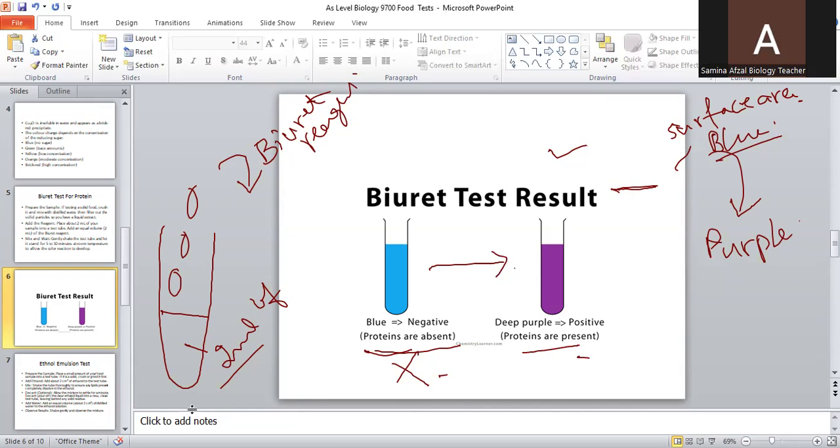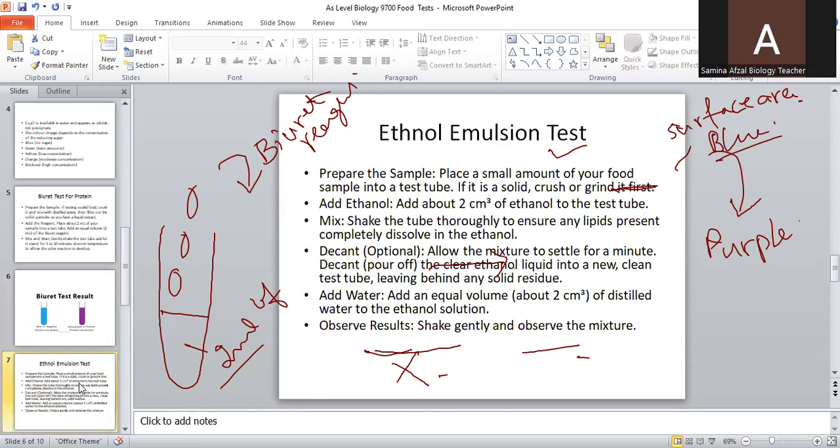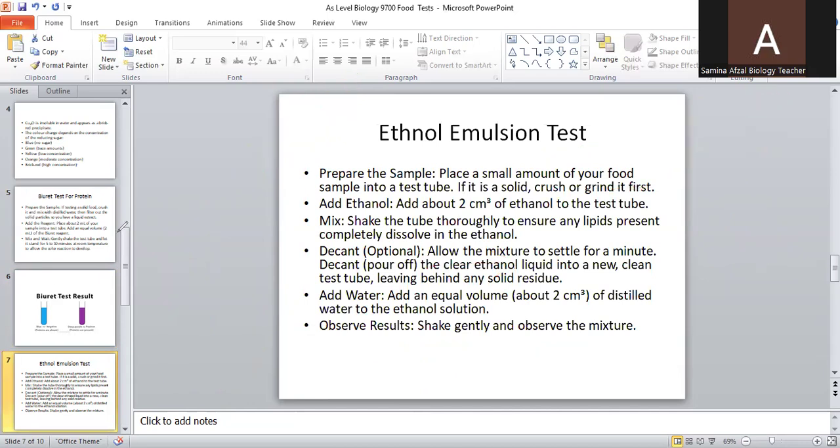Now next is the ethanol emulsion test. The ethanol emulsion test is used to find out the presence of lipids, fats and oils in a given solution. So in this case, first of all, you have to prepare the sample. Place a small amount of your food sample into a test tube, so you will add the sample solution into a test tube.